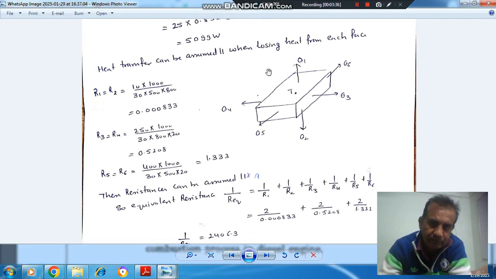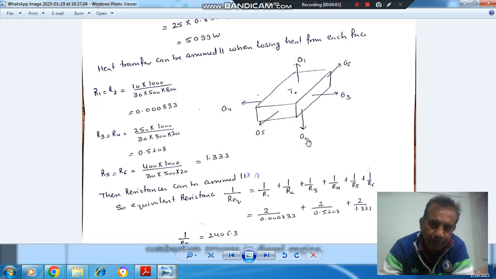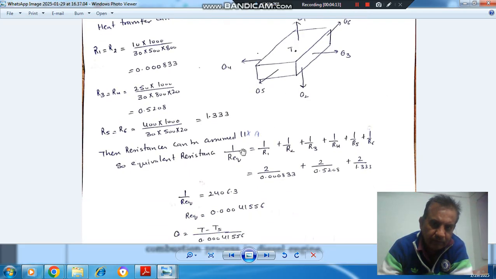Now all these resistances can be considered in parallel, because we need to find out this temperature. If we take only these two resistances, one is going to the atmosphere from the midpoint, and that is also going to the atmosphere from the midpoint, so they will be in parallel. Similarly, 3 and 4 will also be in parallel, and 5 and 6 will also be in parallel. So all the resistances will be in parallel, because the end points for all the resistances are the atmosphere and the inside.